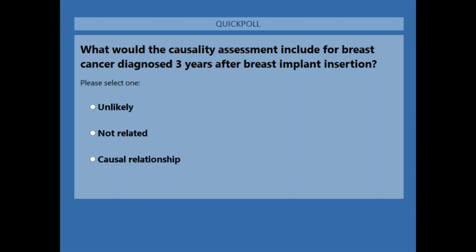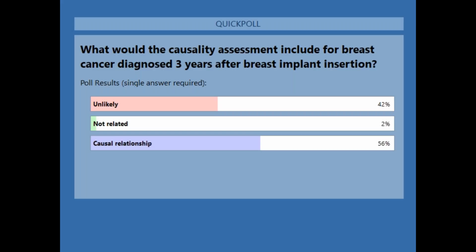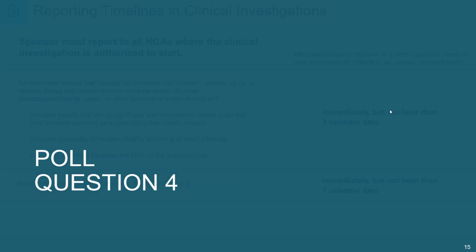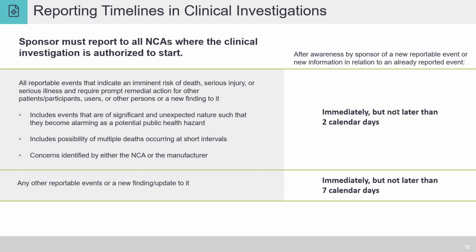Okay, that looks like the majority of our audience have now participated in poll question number 4. I'm now going to close the polls and take a look at the results. So thank you everyone for participating. Okay, so here are the poll results, and in our audience 42% are saying unlikely, while 2% said not related, and 56% said causal relationship. So thank you everyone for participating in that poll question. Garima, before you continue, would you like to comment on the results of that poll question?